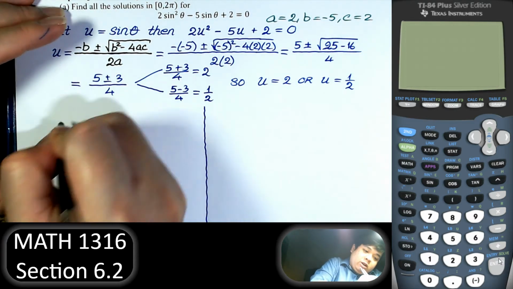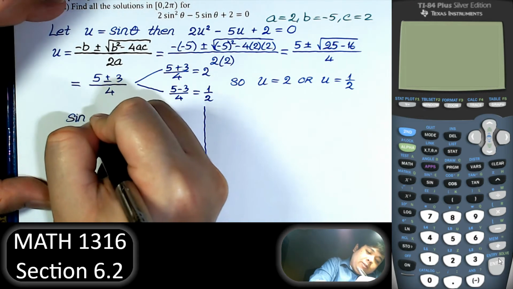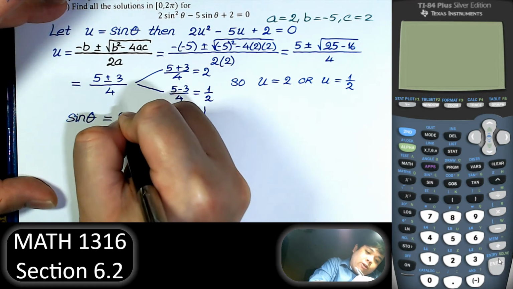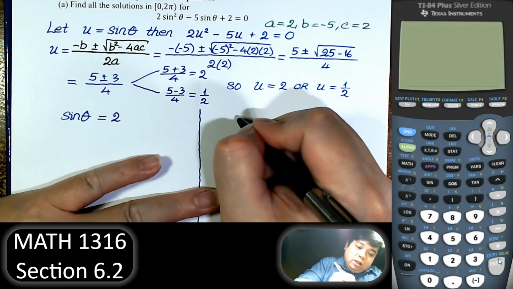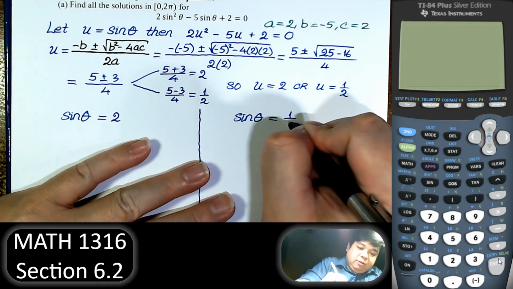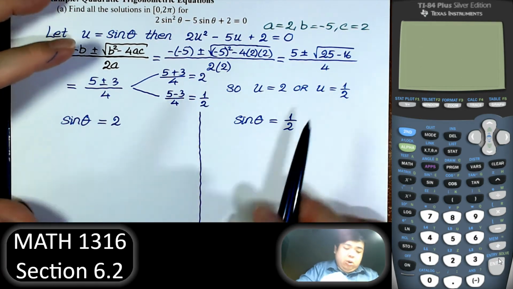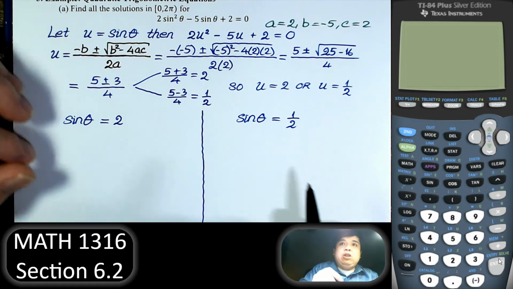The first part is two equations. The first part is sine theta equal to 2. The other part is sine theta equal to 1/2. Because that's what u is equal to. Right, now let's solve for each one.